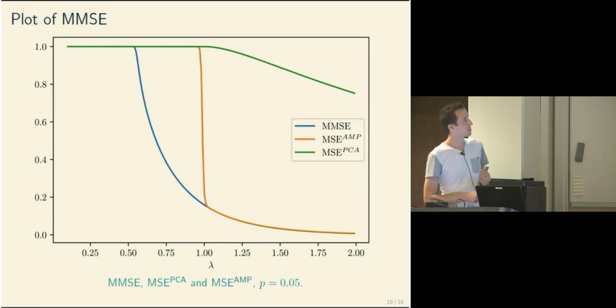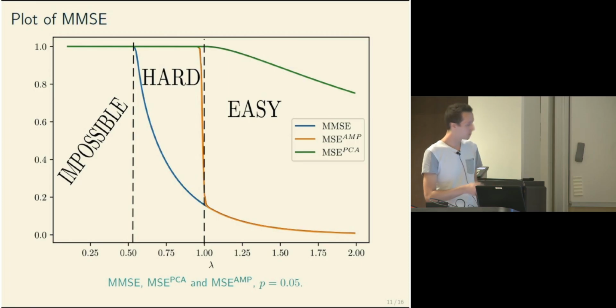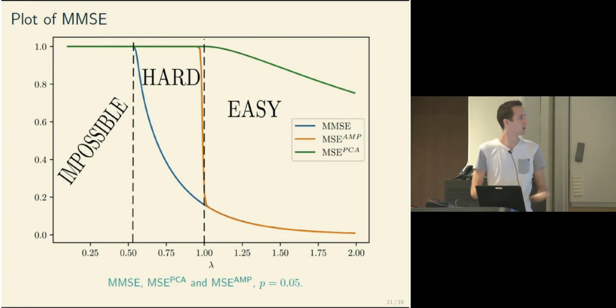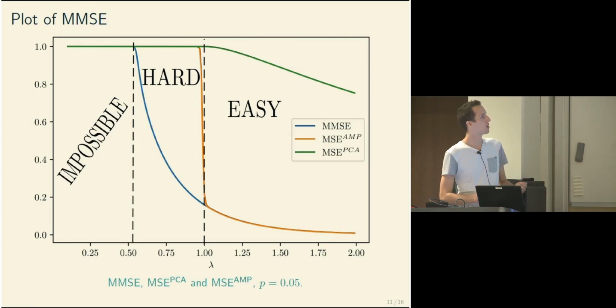However, you see that the spectral method cannot achieve this optimal performance in this region. And even AMP starts to be optimal only after lambda equal 1. So here we have like 3 phases. The first one is the impossible phase, where you cannot do better than chance. The hard phase, where it would be possible to recover the signal, but we don't know any algorithm to do this. And the easy phase, where we have various algorithms to recover the signal.